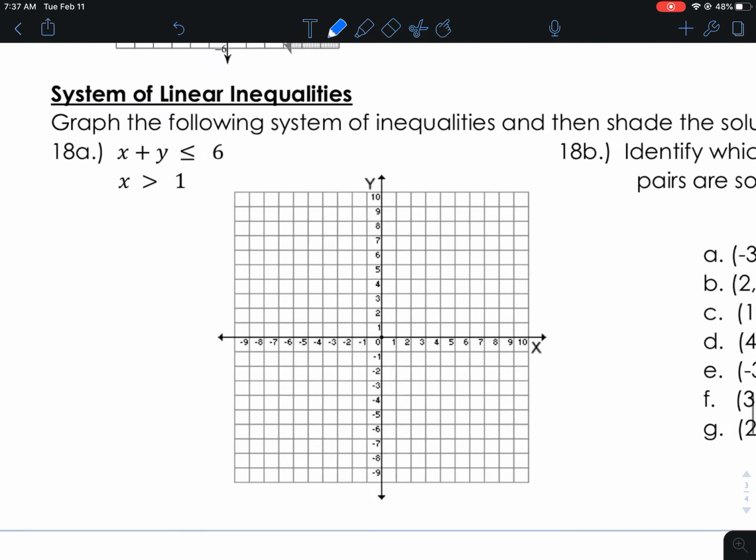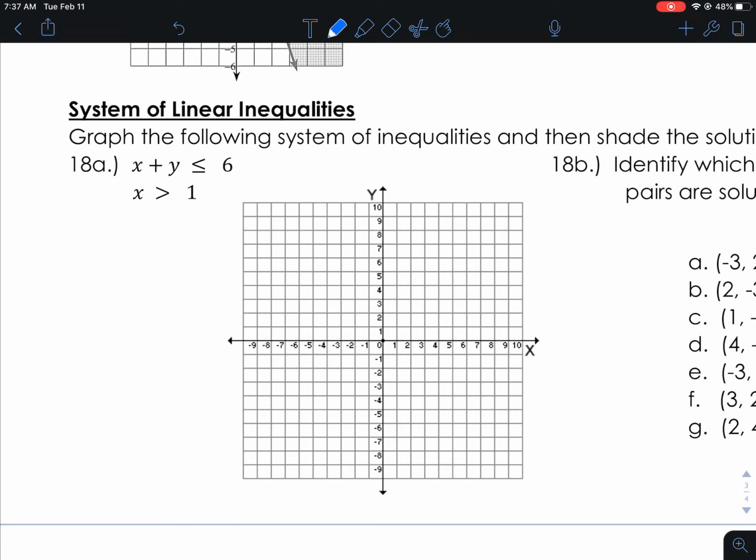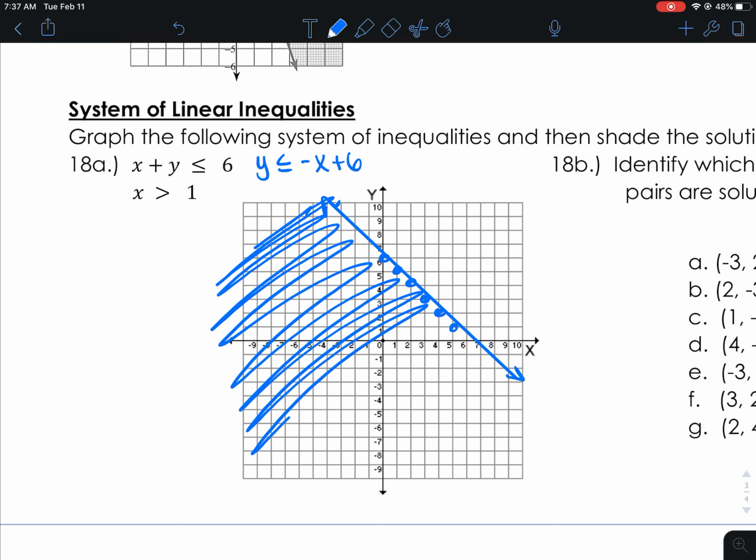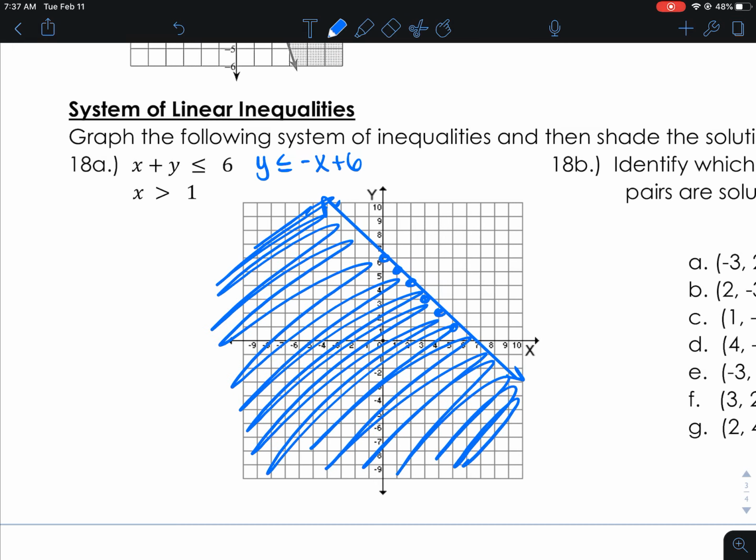Okay, the system. All right, so for this one, we're going to graph both of them. I'm going to get y by itself, so I'm going to subtract 6 on both sides. And my slope's a -1, so I'm just graphing that. It's going to be a solid line, and it's going to shade underneath it because it's less than or equal to. So it's shading under the line. Any point down here is going to work.